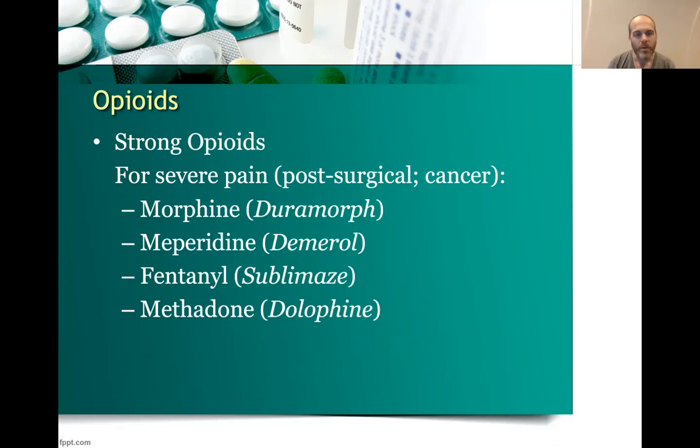For severe post-surgical pain and for cancer pain, some of the most common ones that you'll see out there are morphine, fentanyl, and methadone. You will probably know Demerol more often by its generic name, not its trade name, and morphine is usually called by its generic name.